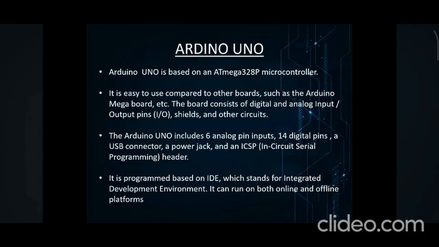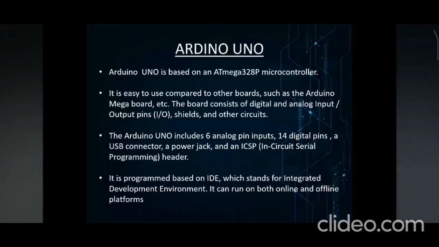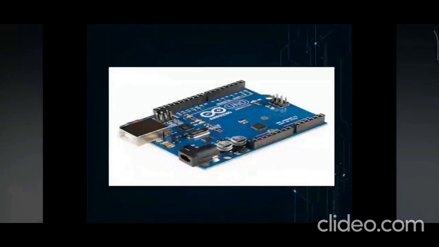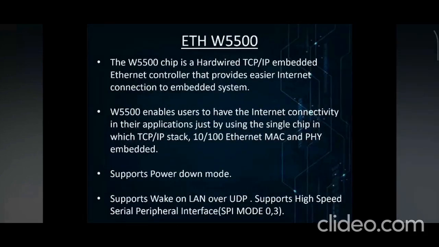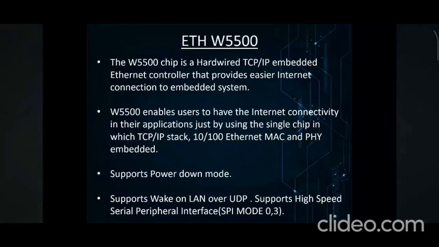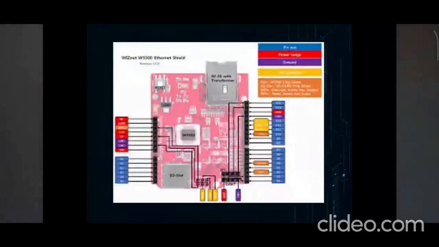Now Arduino Uno. Arduino Uno is an open source microcontroller board based on the Atmega 328P. This is how it looks. ETH-W5500 is an Ethernet module. It is a hardwired TCP/IP embedded Ethernet controller that provides internet connection to embedded systems. Here is the Ethernet server.